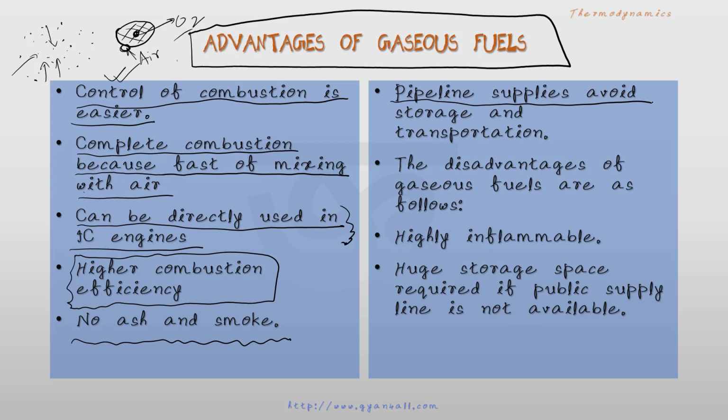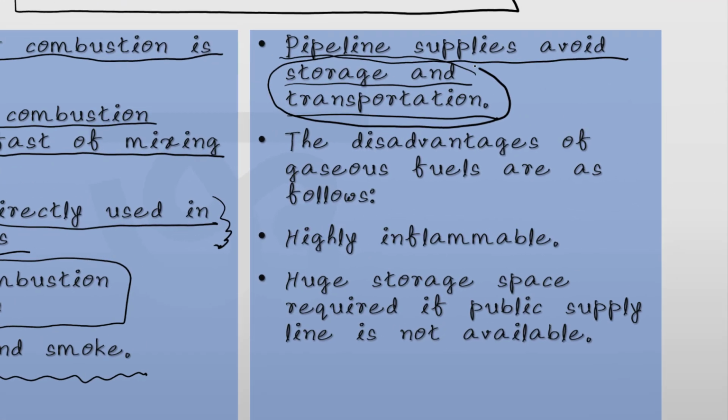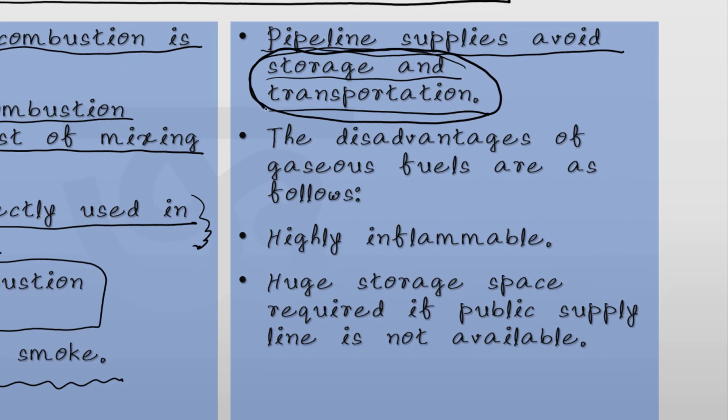Pipeline supplies avoid storage and transportation. If we have a pipeline, physical transportation through a vehicle is not required. If we connect the gas connection to the different places where it is supplied, then we need not carry the gas in a tanker or so. So you need no transportation with a vehicle or transport arrangement.